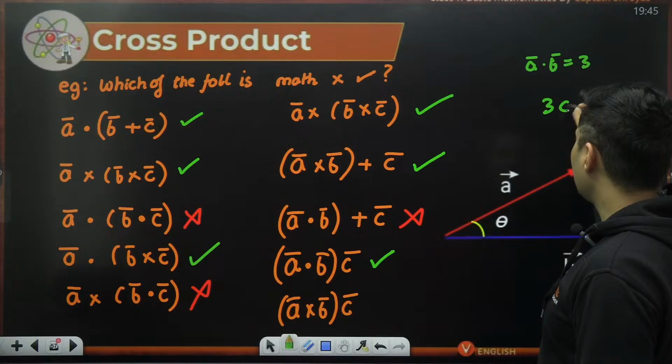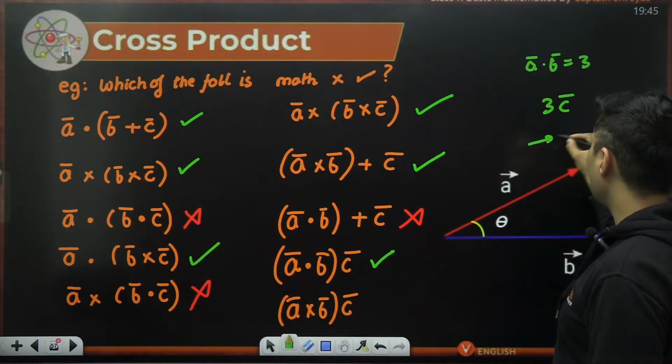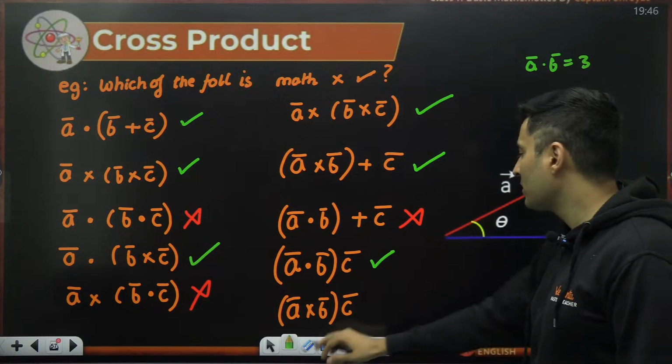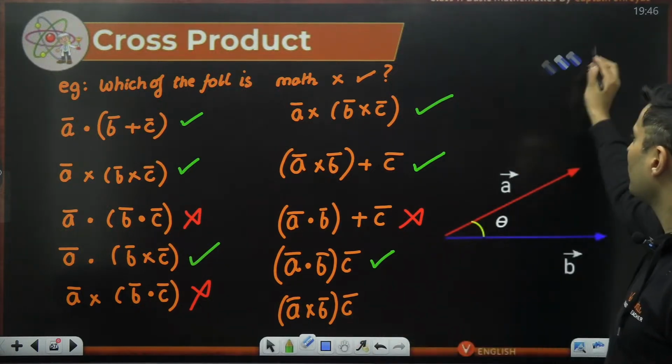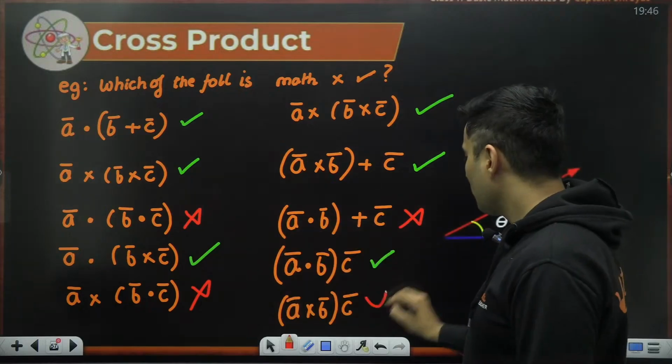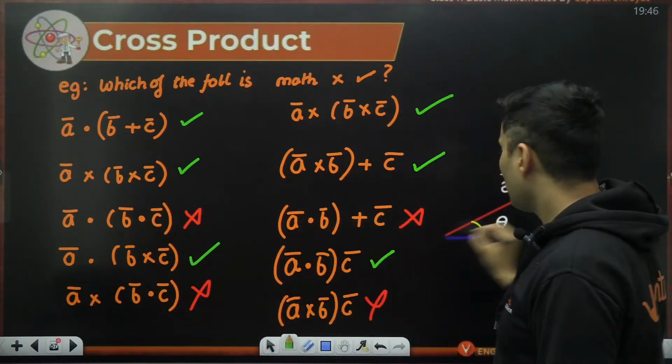So it is like saying 3 C bar. 3 C bar means C bar, C bar, C bar. So that is 3 C bar, scalar multiple types. So that is perfectly fine. Nothing wrong with it. But this one is 100% wrong because A cross B could be a vector.